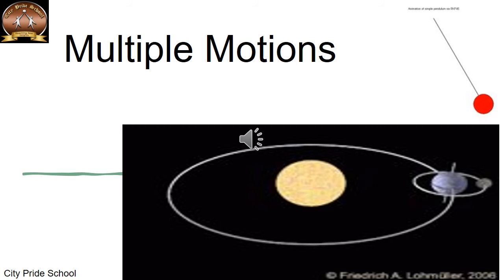Here also you see there are two examples of multiple motions. One is a pendulum, which oscillates, and the same pendulum when present in the clock becomes periodic motion also. Then you also have the earth rotating around its axis and revolving around the sun. So here also there are two motions involved, rotation and the circular motion around the sun.